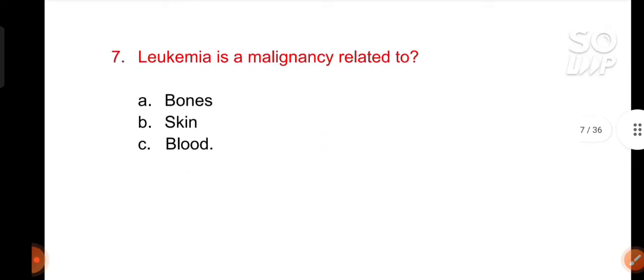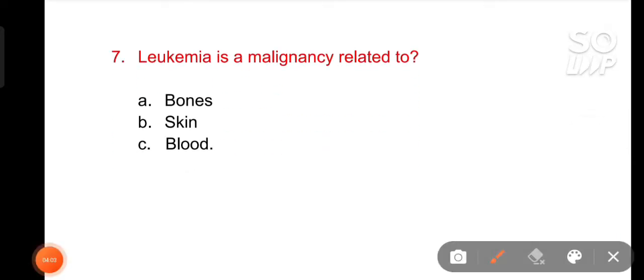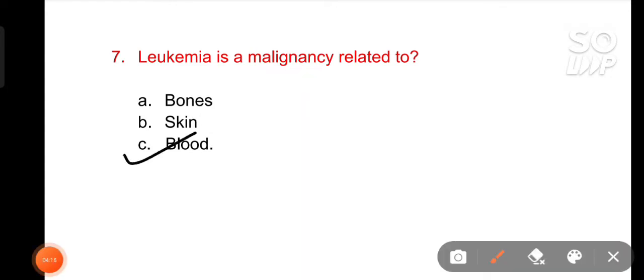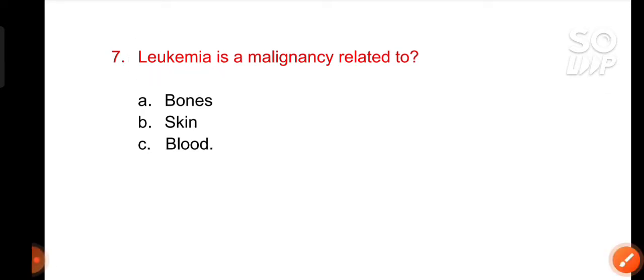The next question is, leukemia is a malignancy related to what? The options are bone, skin, and blood. The right answer is blood. Leukemia is a blood cancer related to the white blood cells.